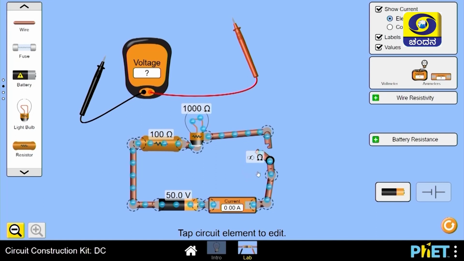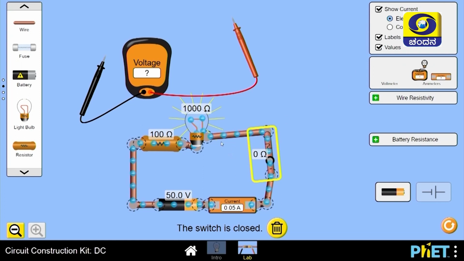You can see the potential difference is 50 volt at the cell, and here as we can see the switch is open, now it is closed. As soon as it is closed, you are observing that the bulb is lit up, and also the charges inside the wire are moving very slowly.